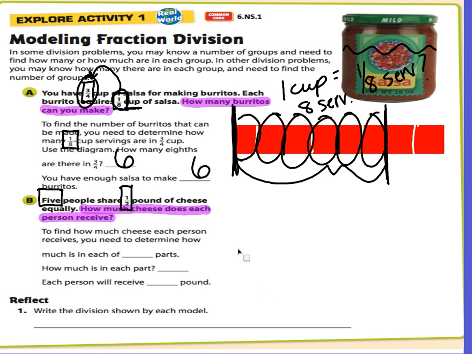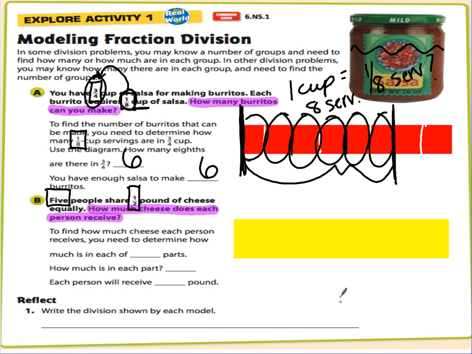I'll go ahead and make it yellow because it's cheese. So here's my full pound of cheese. I know that I'm only working with 1/2 of it. So I'm only working with this piece. Right? So here, let me get rid of this little extra line there. So here, I want to know how much each person is going to get if there's 5 people. So I'm going to split it up into 5 sections. So that person gets that, 2, 3, 4, and 5.